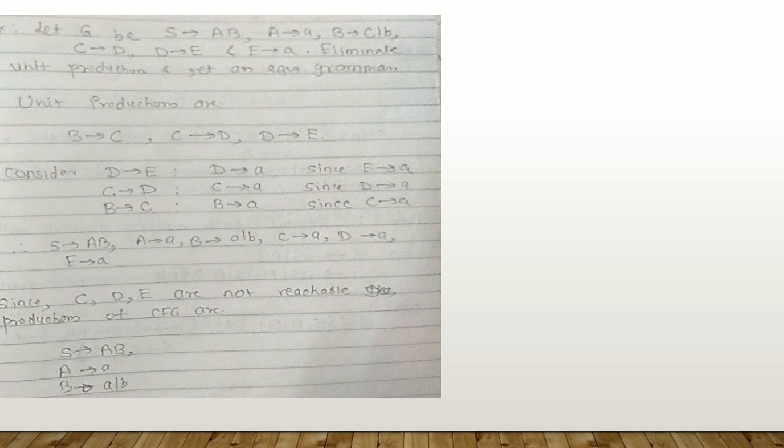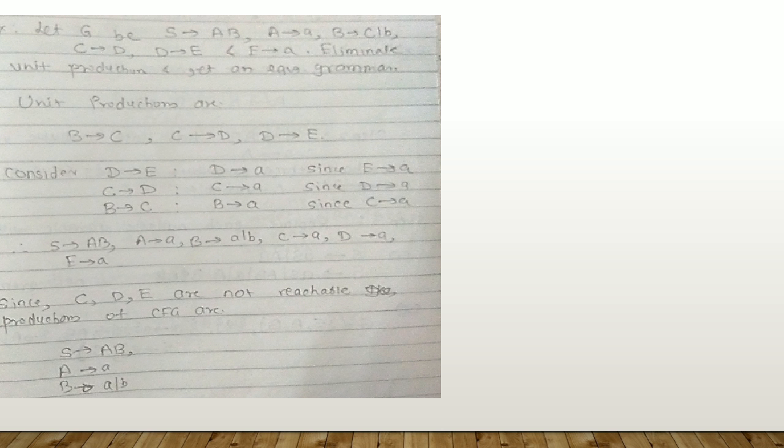Hello dear students, in this lecture we will see another example of eliminating unit productions. The example has productions like S gives AB, A gives A, B gives small c or B, C gives D, D gives E and E gives A. First of all, identify which are unit productions. B gives capital C, capital C gives capital D and capital D gives capital E are the unit productions.